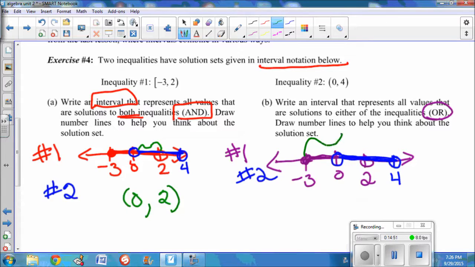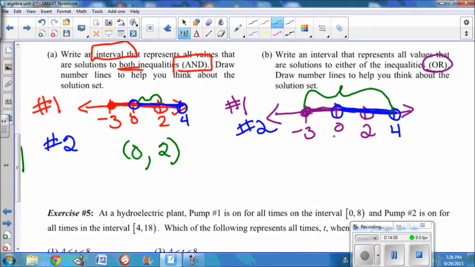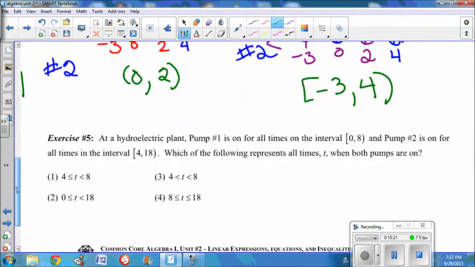So if it's or, it goes from start to finish. Or goes from start to finish. So in that case, my starting point is -3, and my ending point is 4. So or is the union of those two sets, and and is the intersection of those two sets, where they intersect, where they cross each other.